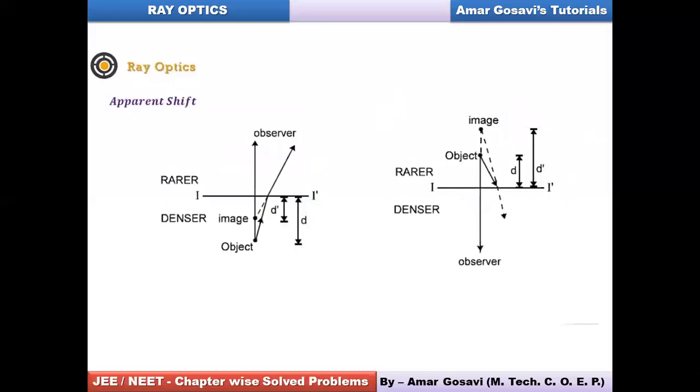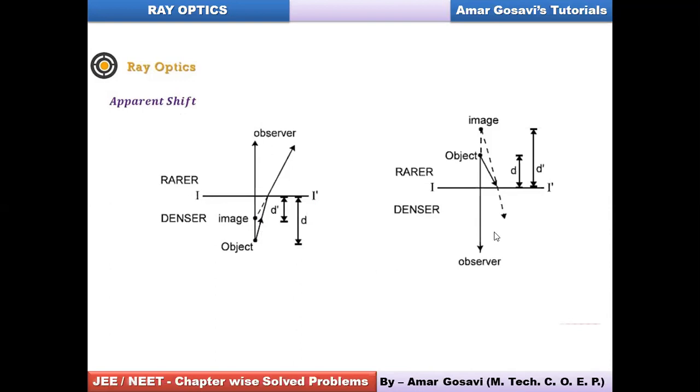So let's understand how the apparent shift would look. Say, for example, if you are looking at a coin from the top, the object, if it is here, its image is formed here. That means it appears to be raised if you are observing it from a rarer medium. That means if you are putting a coin in a swimming pool and observing it, it would appear to be raised. So D will be the original depth of that object. But what is D dash? D dash will be the apparent shift, you can say. That's when you are observing the coin from air into the swimming pool.